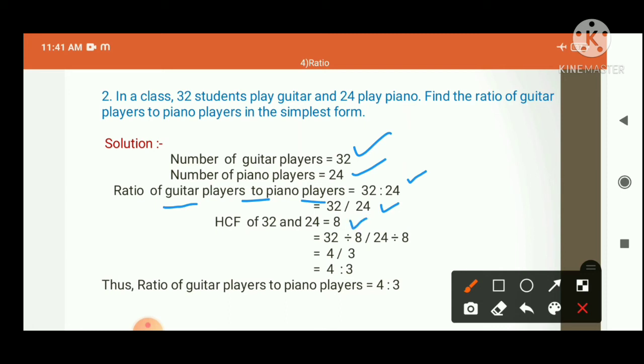So to reduce it into simplest form, we have to divide both the terms by their HCF. So here we divide 32 by 8 and 24 by 8. By dividing 32 by 8, we get quotient 4. And by dividing 24 by 8, we get quotient 3. So here we get answer 4 upon 3. And when we express it in ratio, we get 4 is to 3. That is our answer. Thus, the ratio of guitar players to piano players is 4 is to 3.